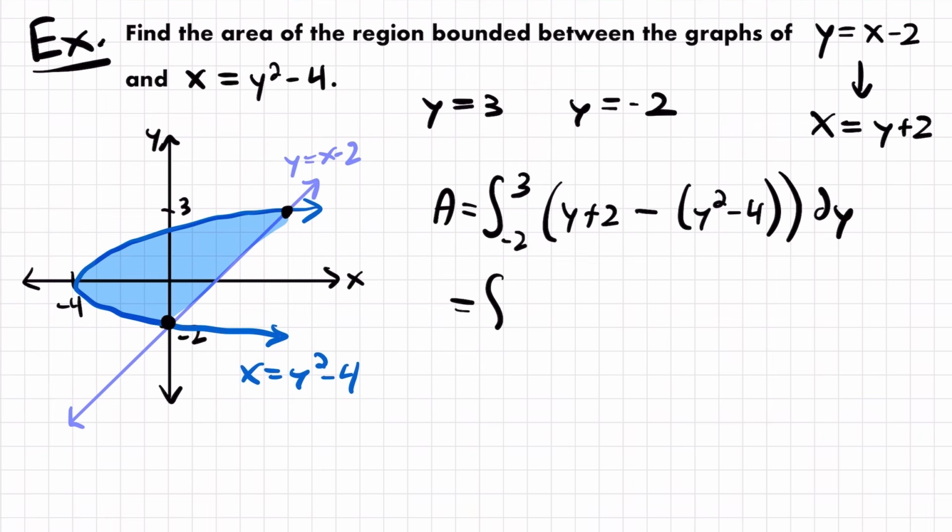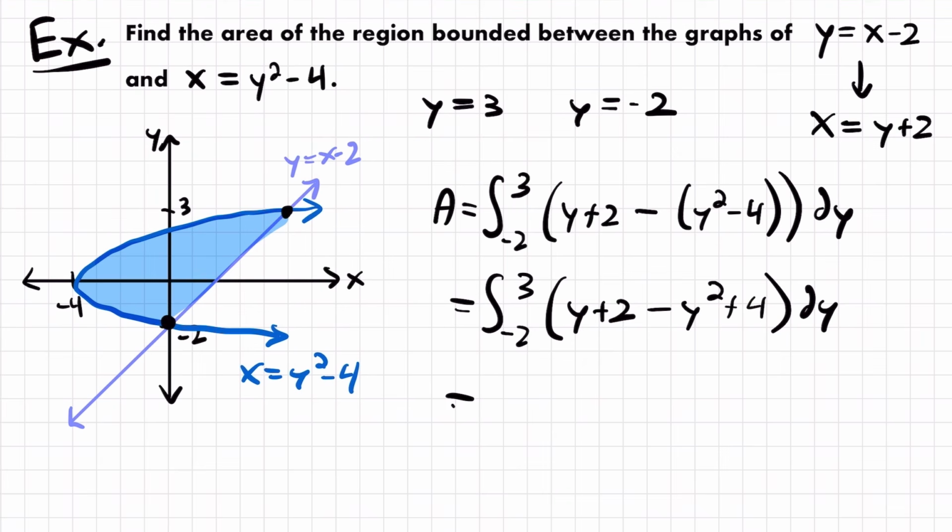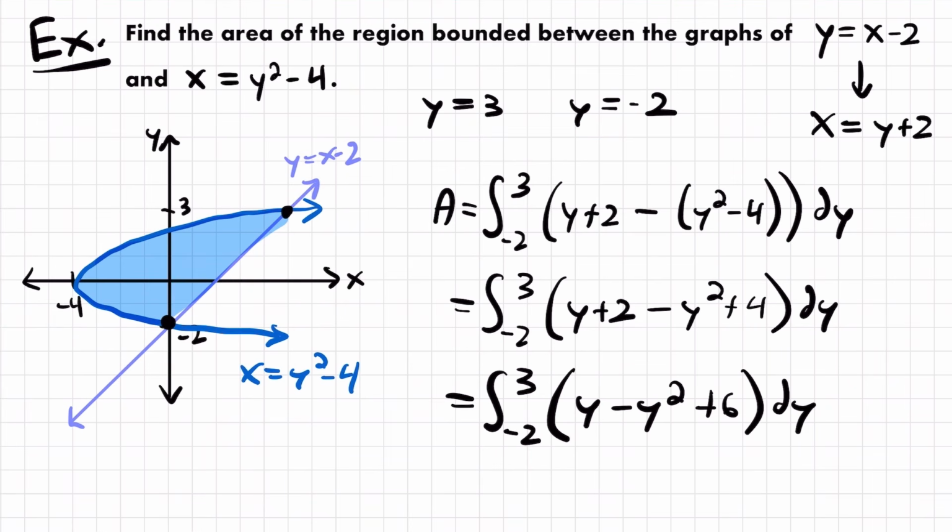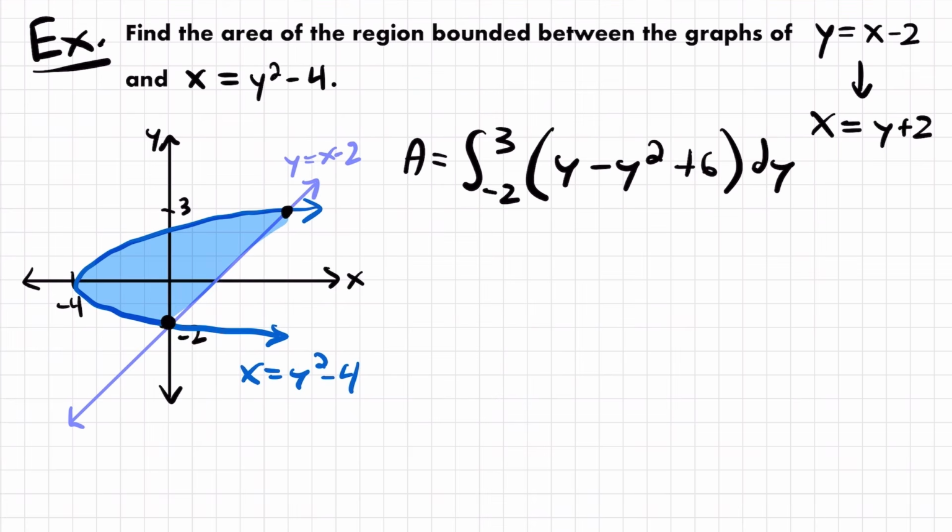So this will be equal to the integral from -2 to 3 of y plus 2 minus y squared plus 4, right? I just distributed this negative through this quantity. And so we'll have dy, and now we can combine these two like terms of 2 and 4, and so we'll have that this is equal to the integral from -2 to 3 of y minus y squared plus 6 times dy. And so if we clean up our work here and integrate this expression, we will have that the area is equal to y squared divided by 2 minus y to the third power divided by 3 plus 6 times y evaluated from -2 to 3.